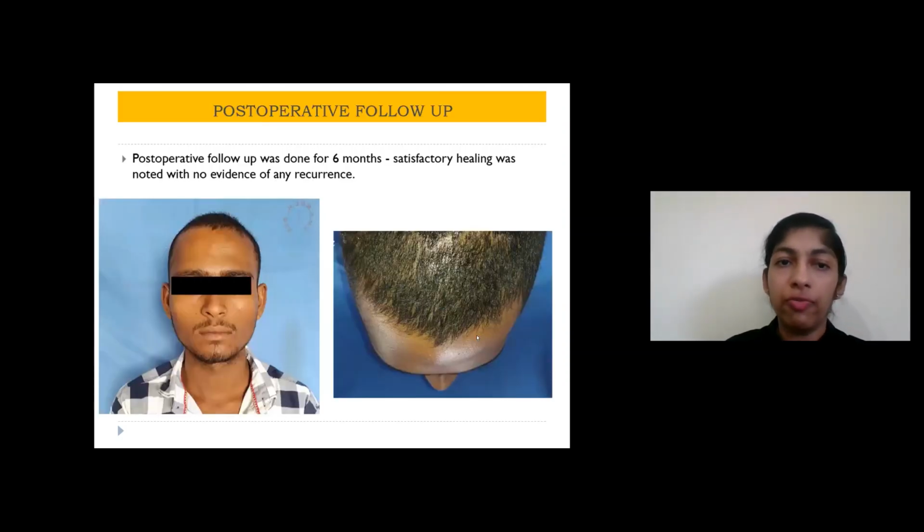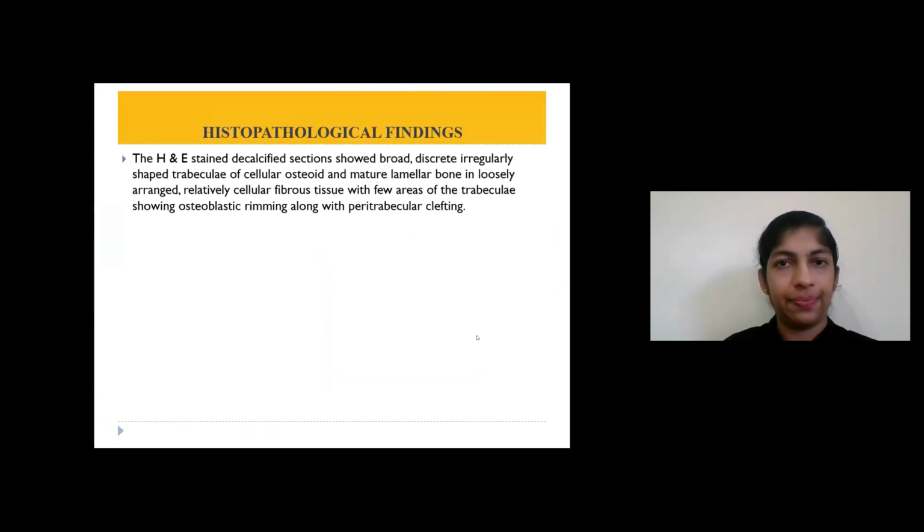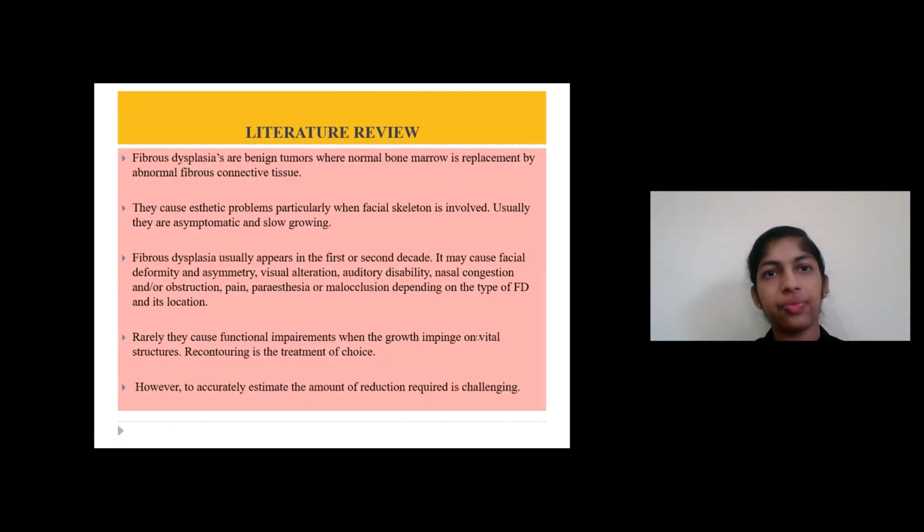Post-operative follow-up was done for 6 months, where satisfactory healing was noted with no evidence of any recurrence. On histopathological examination, decalcified sections showed broad, discrete, irregularly shaped trabeculae of cellular osteoid and mature lamellar bone in loosely arranged, relatively cellular fibrous tissue with few areas of trabeculae showing osteoblastic rimming along with peritrabecular clefting.